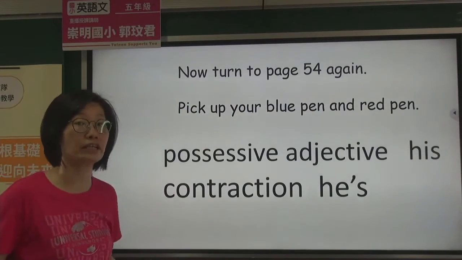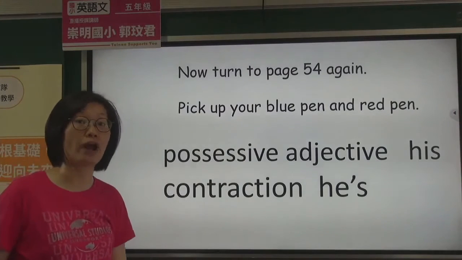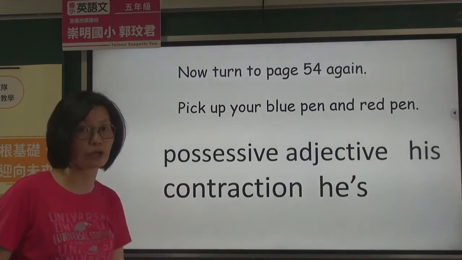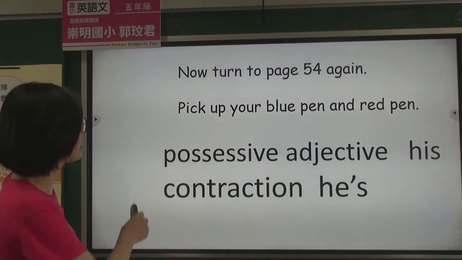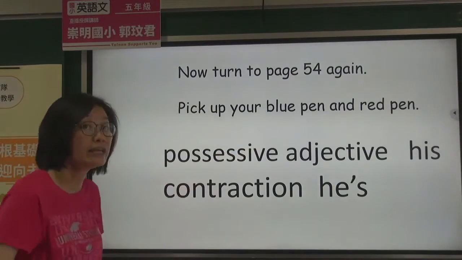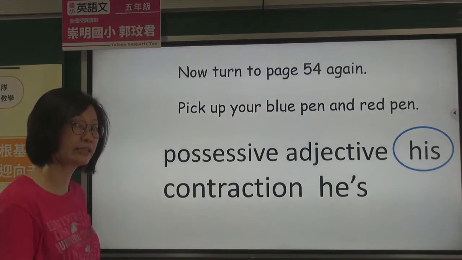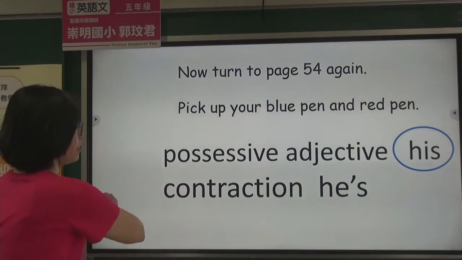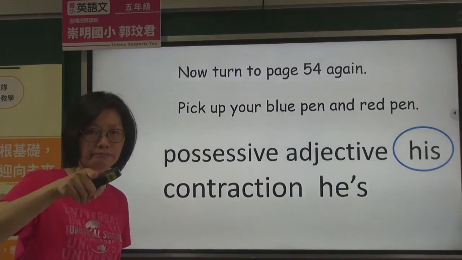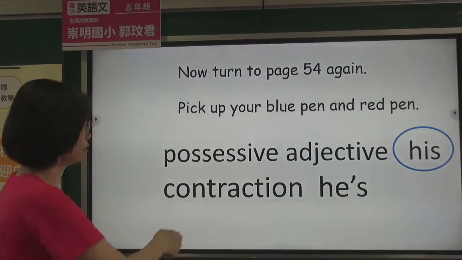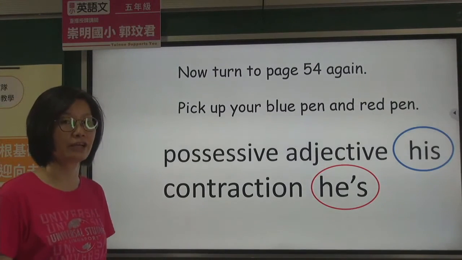Now I want you to turn to page 54 again. That is the conversation. Pick up your blue pen and the red pen. What are we going to do? We are going to find the possessive adjective his and use the blue pen to circle it. And then we find the contraction his and use what color of pen? Red. Very good. Red to circle it. Can you do that?